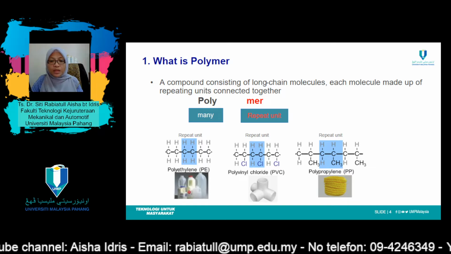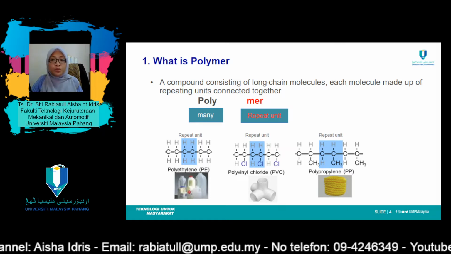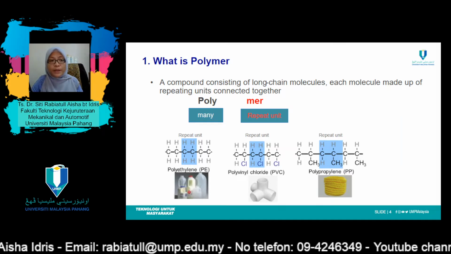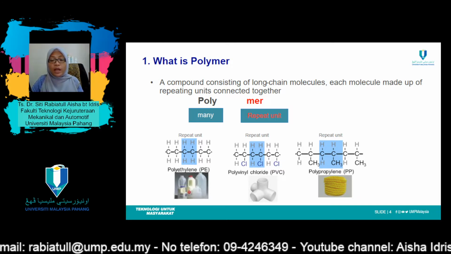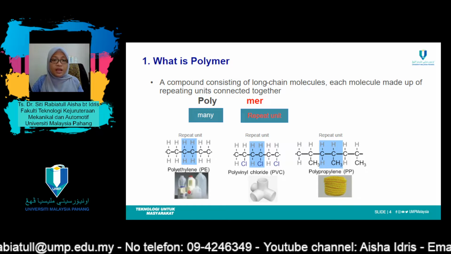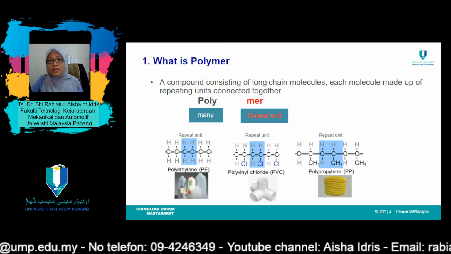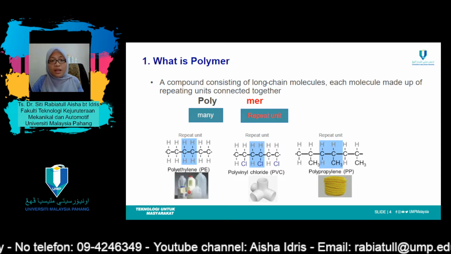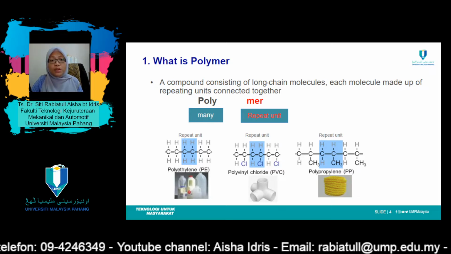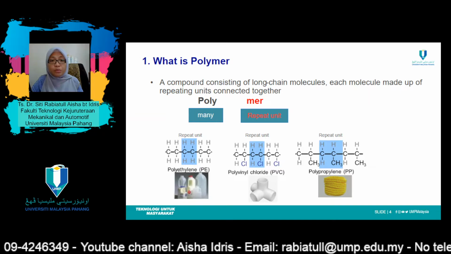So what is a polymer? Moving to chapter or topic number 1. Well, a polymer is any of a class of natural or synthetic substances composed of very large molecules called macromolecules. These are multiples of simpler chemical units called monomers.